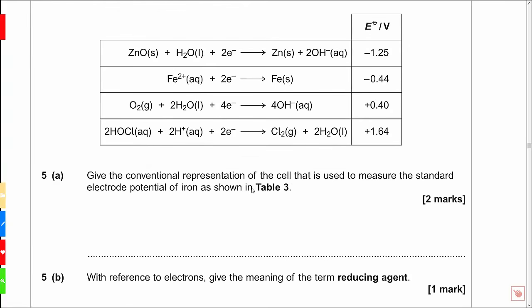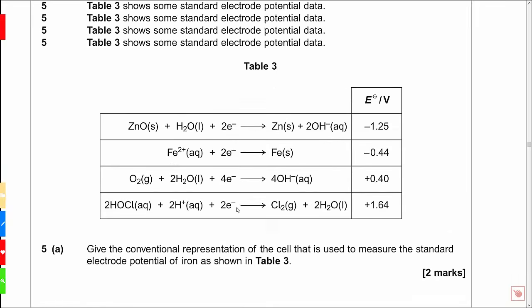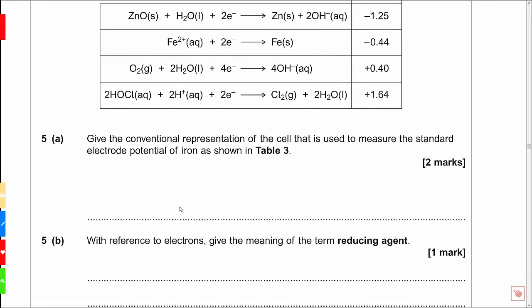So give the conventional representation of the cell that is used to measure the standard electrode potential of iron as shown in table 3. Well, there is table 3. So we know that we need to include the hydrogen electrode. It's not in there, granted, which is a bit sneaky of them, but we need the hydrogen electrode. That is on the left hand side always. Our more oxidized species goes next to the salt bridge, so we're going to have an H+. We're measuring the standard electrode potential of iron, so it's going to be this one here, the Fe2+ Fe. So that's going to go on the inside there. Different phase, Fe. Don't need any platinum there.